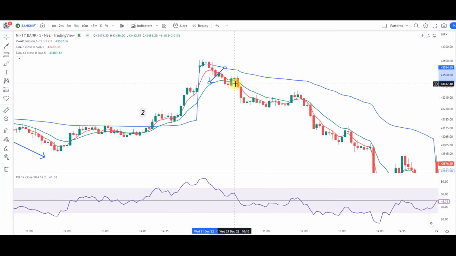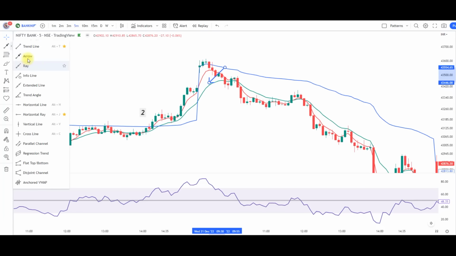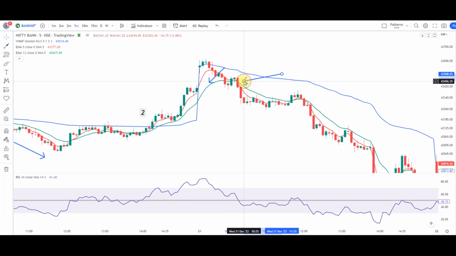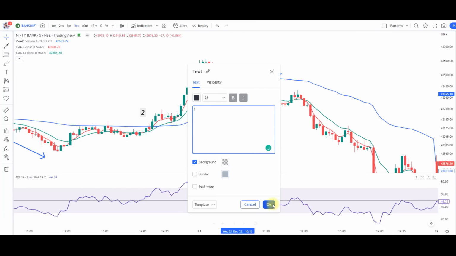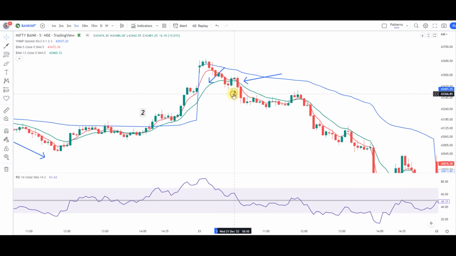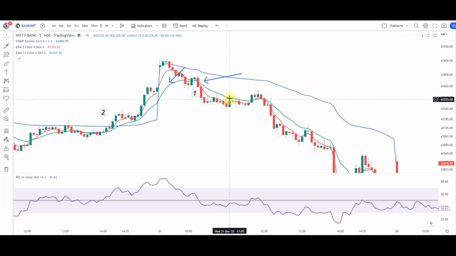So here you can see the red candle. We got the bearish crossover. In this candle, we got the bearish crossover, and at the same time, RSI also crossed below 50 and price also below VWAP. So one can enter into the short trade below this red candle. So this is a trade number 1. You can book your profit here because this green candle gave close above the 5 EMA.